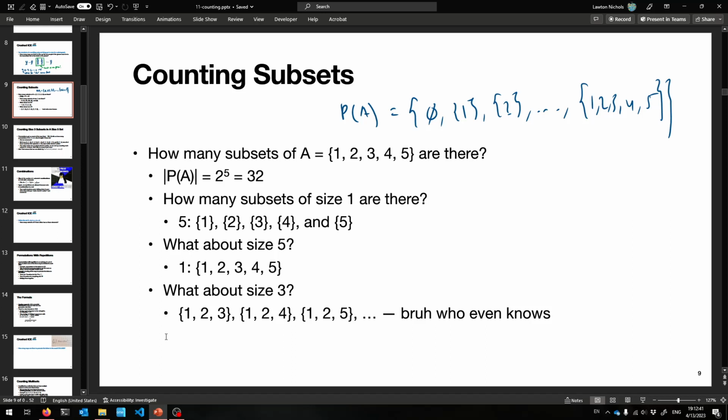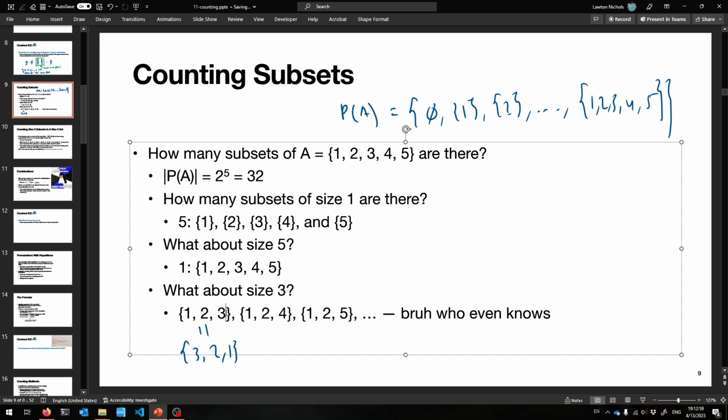Remember that this is not a permutation because the set 1, 2, 3 is equal to the set 3, 2, 1. Let me draw that better. That's equal to 3, 2, 1. So we can't use the rule that we had before. This is different. This is not a permutation. It's subsets. That's the idea. So how about a size 3?